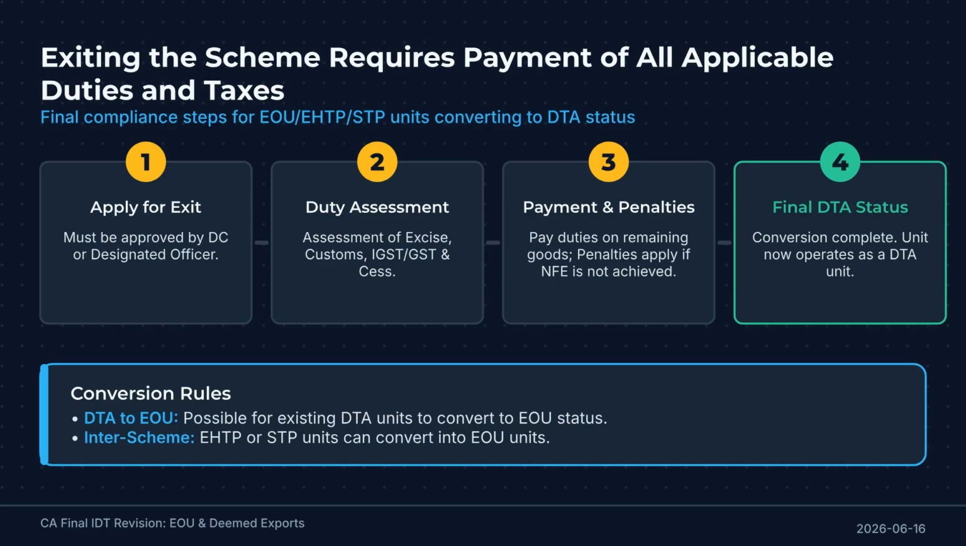Special units are not permanently locked into the scheme. Existing DTA units can convert into EOUs, and EHTP or STP units may also convert into EOUs where permitted. Similarly, a unit can choose to exit the scheme and return to normal DTA status. However, this requires approval from the competent authority and payment of all applicable duties, taxes, and cess on remaining goods. If the unit has failed to achieve its prescribed obligations, penalties may also become payable. Therefore, exiting the scheme is possible, but it comes with compliance and financial consequences.